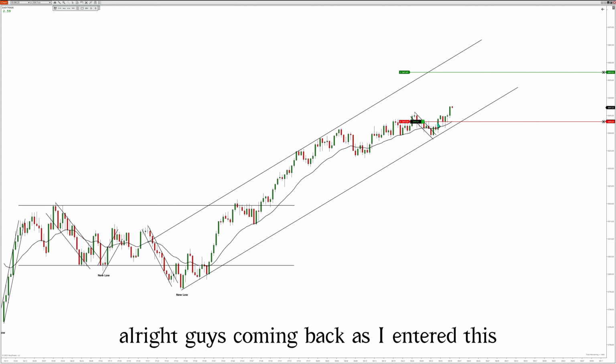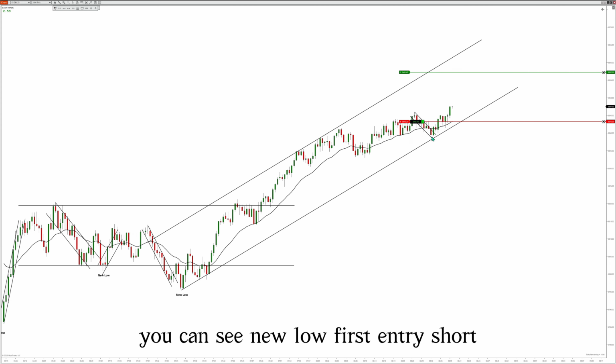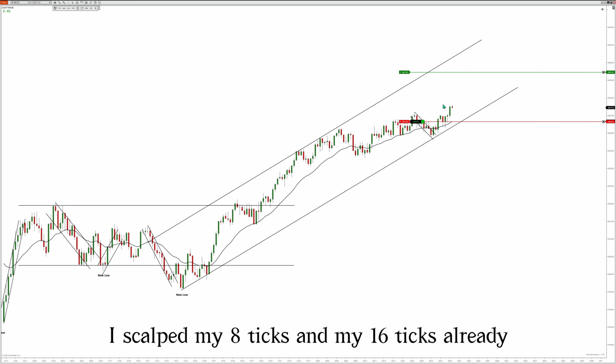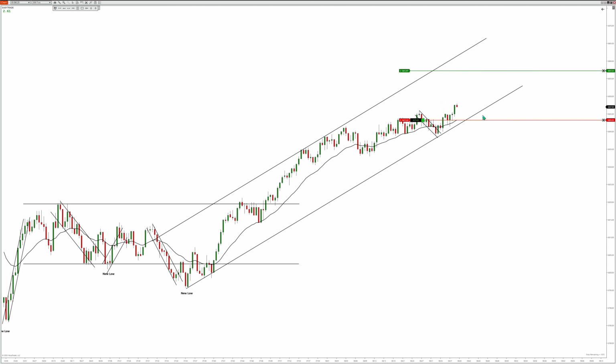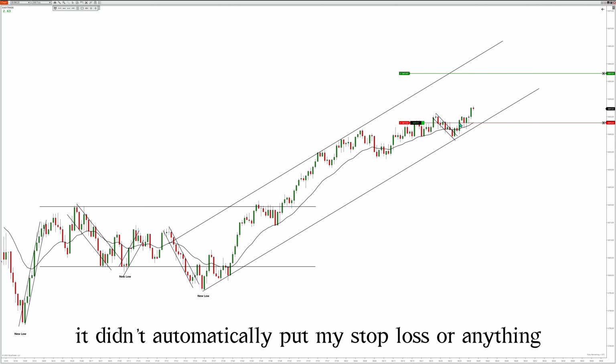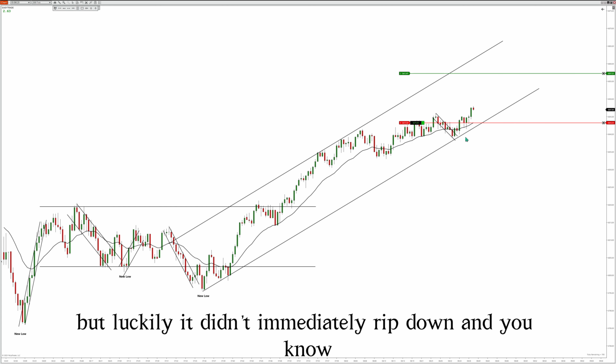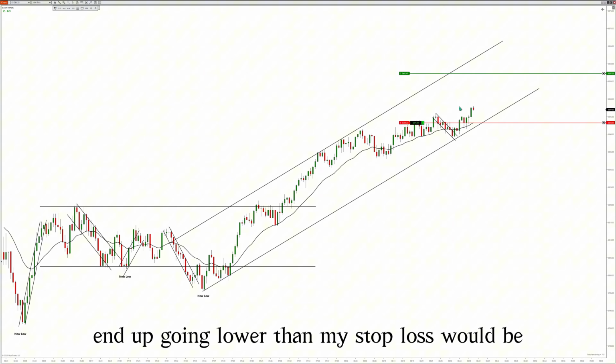All right, guys, coming back, as I entered this failed second entry short, you can see new low, first entry short, pullback, second entry short failure. I scalped my 8 ticks and my 16 ticks already. I entered this trade and my ATM strategy didn't trigger, so it didn't automatically put my stop loss or anything, so I had to manually do it. But luckily it didn't immediately rip down and end up going lower than my stop loss would be.